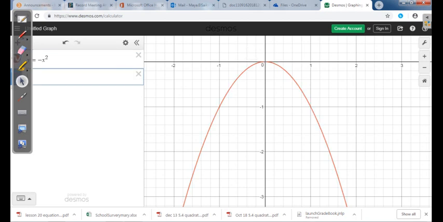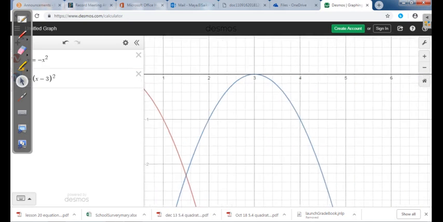Give me, what did we have for B? What was it? Negative bracket x minus 3 squared. That's it? Okay. So it's the blue one right here. What's the vertex here? 3, 0, yeah? And is that what we said the vertex is? Yes.